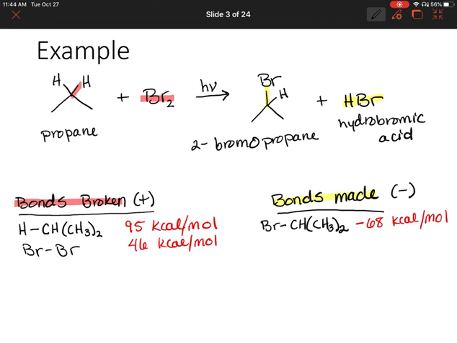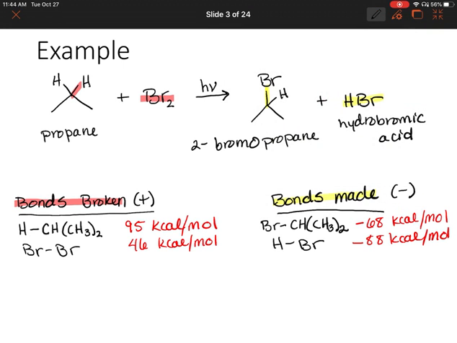All right, and then the last bond that we made was hydrogen to bromine. And if you look in table 6.1 in the first column, kind of towards the bottom, you'll find HBr, and the energy of that is 88 kilocalories per mole. But again, that will be negative because we're making a bond which releases energy.